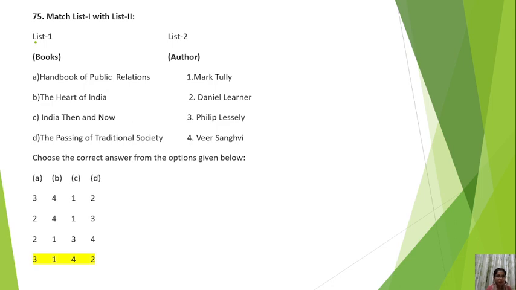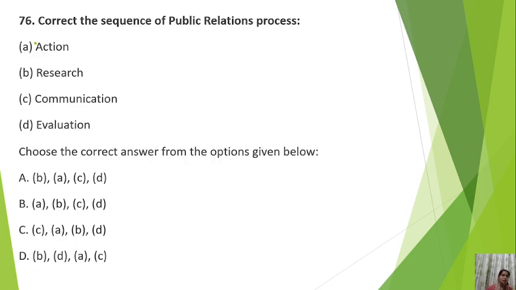Handbook of Public Relations, Philip Lesly; Heart of India, Mark Tully; India Then and Now, Vir Sanghvi; Passing of Traditional Society, Daniel Lerner. Next, correct sequence of public relations process. Action, research, communication, evaluation. Try to answer this. It's easy. In general, whenever a process is involved, what we do first is we research about that problem, about that thing. Okay, then in the end what we do is evaluation.